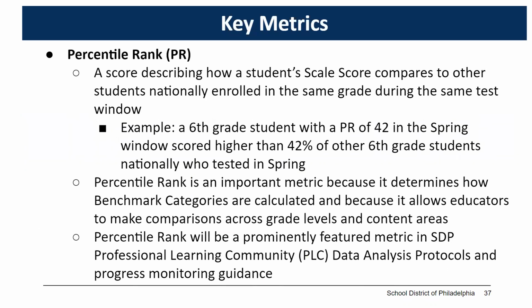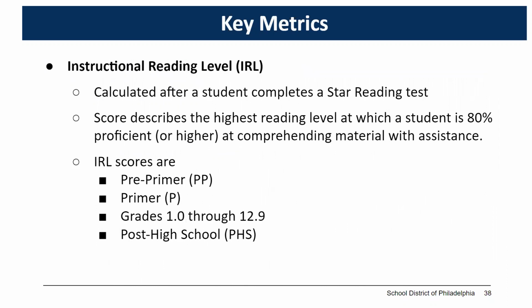Another metric is the percentile rank, which describes how a student's scale score compares to other students nationally who are in the same grade during the same testing window. This metric is also how benchmark categories are calculated. The instructional reading level is calculated after a student completes a STAR reading test, and this describes the highest reading level at which the student is at least 80% proficient at comprehending material with assistance.